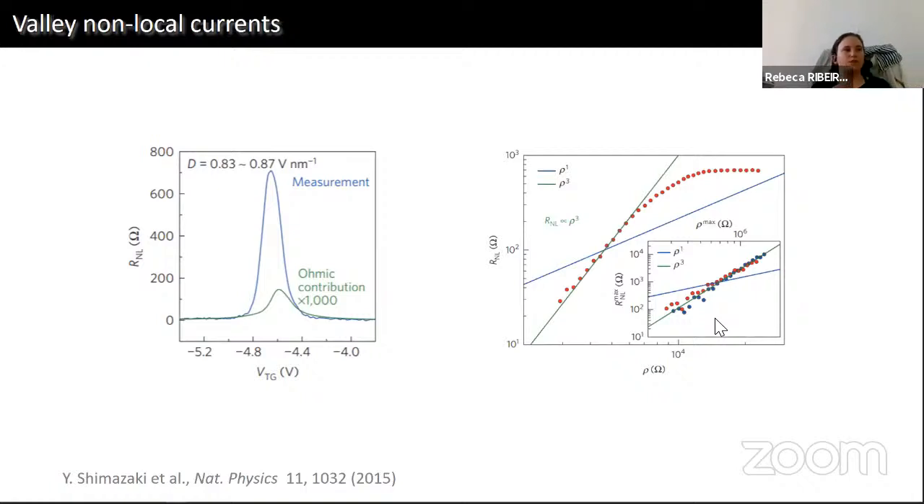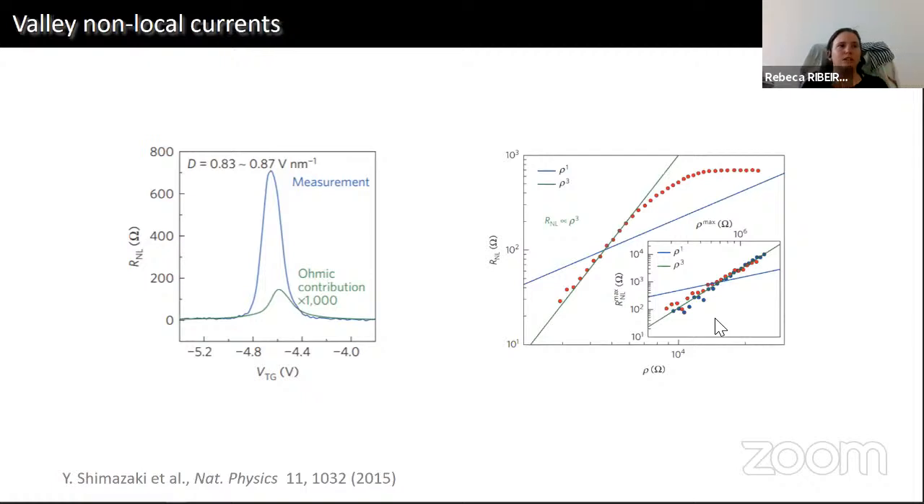It's in fact 4 orders of magnitude smaller for one of the highest displacement fields they apply. So, okay, this is good. Non-local resistance, we can observe it, we can play with it. That's the very good conclusion of this paper, the fact that we can activate or deactivate this non-local resistance.